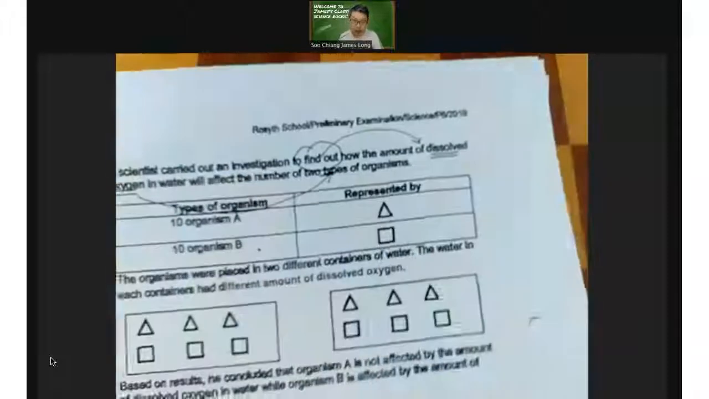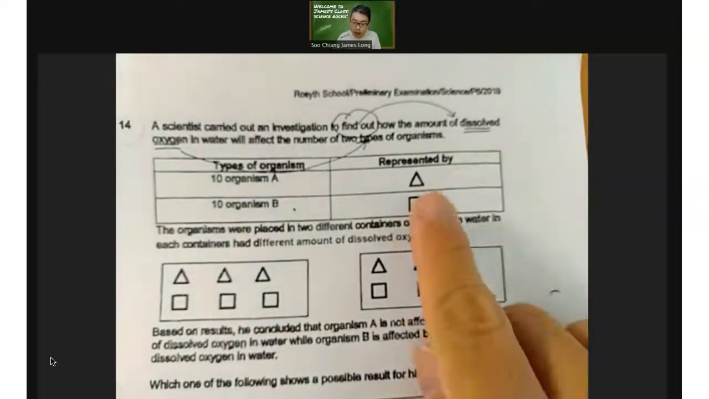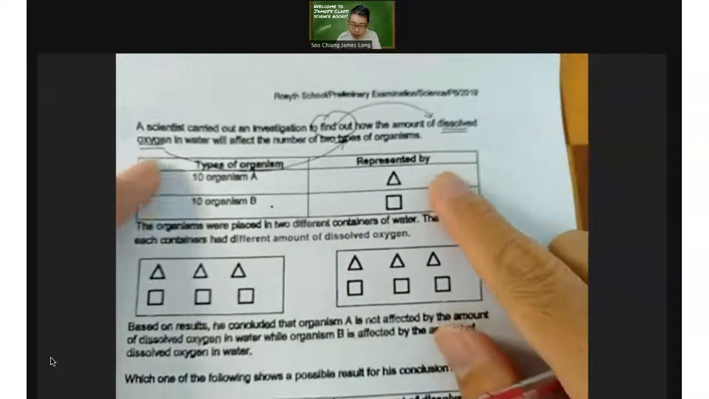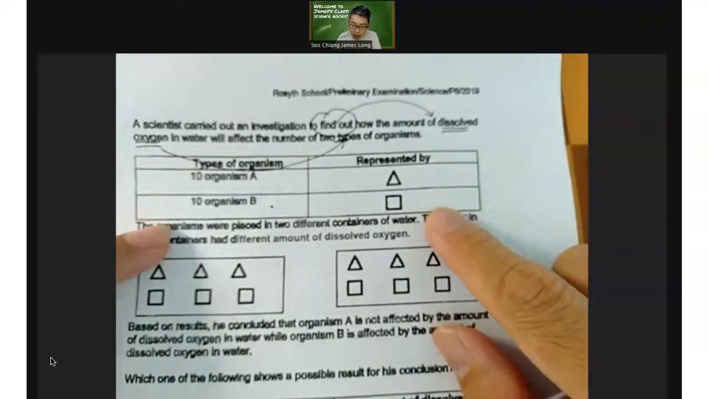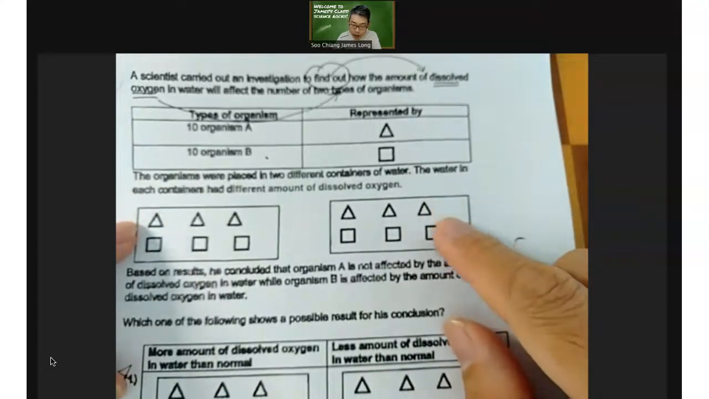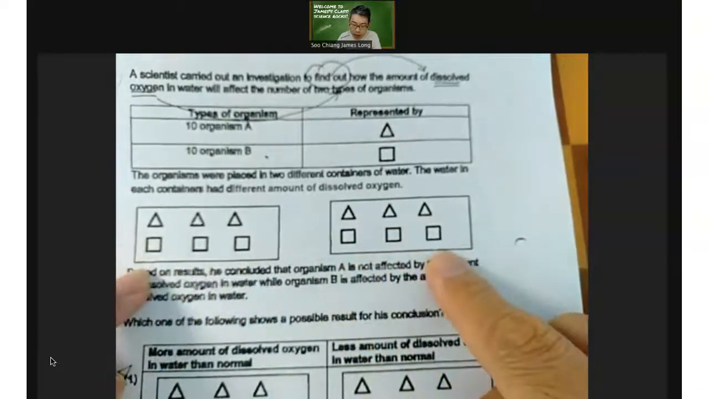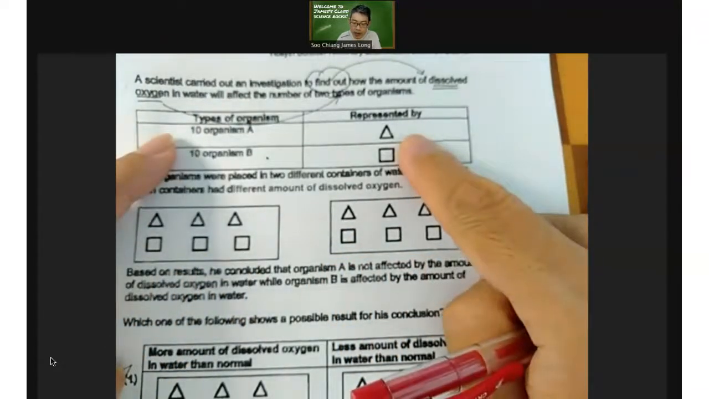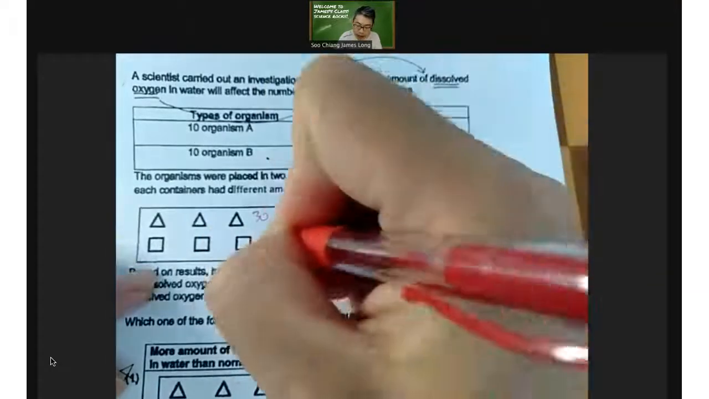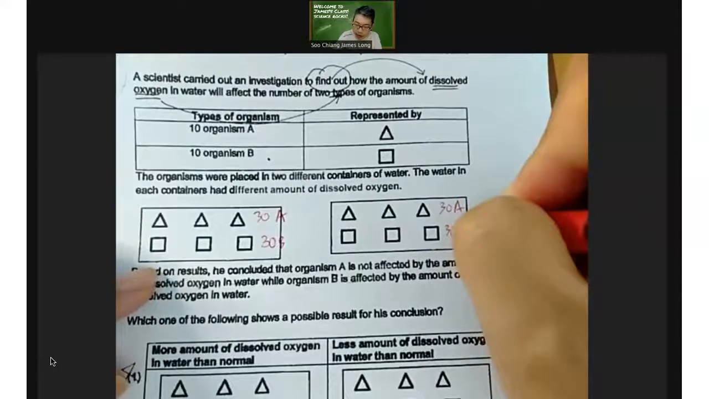Okay, last question. A scientist carried out an investigation to find out how the amount of dissolved oxygen affects the number of two types of organisms. Organisms were placed in two different containers of water, the same number of each type of organism. One triangle represents 10. So here there are 30 organism A and 30 organism B.